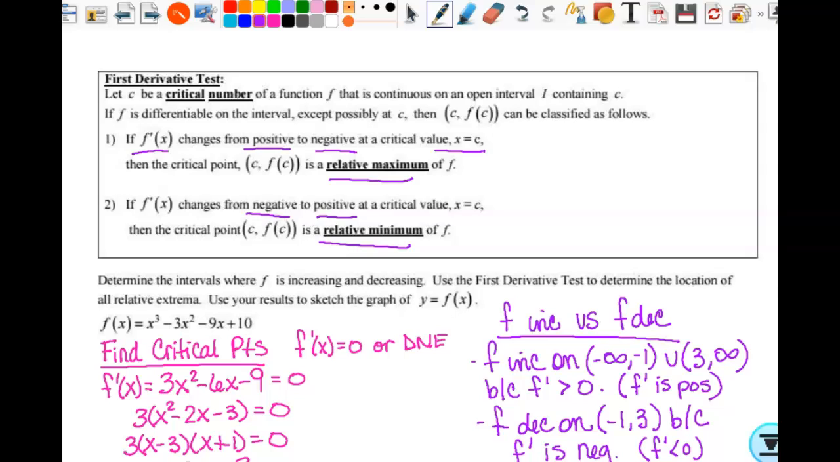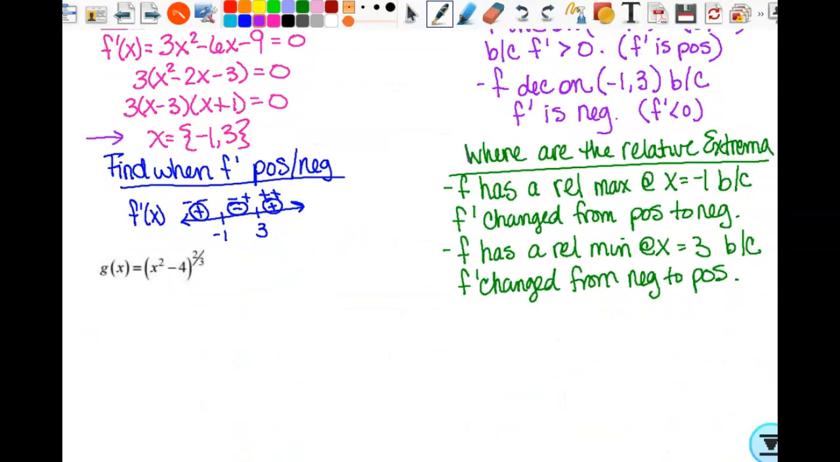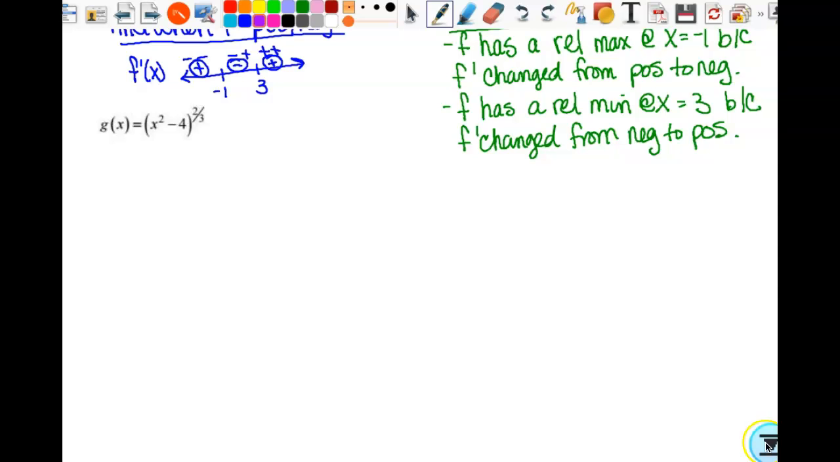Okay? Positive to negative, think about what's happening. Positive to negative, it's like a hill. It's going to be a relative maximum. Negative to positive, it's like you're digging a hole. That's going to be a minimum. Okay? You okay with those? All right, so every time what you're going to find is the critical points and then do a sign chart.